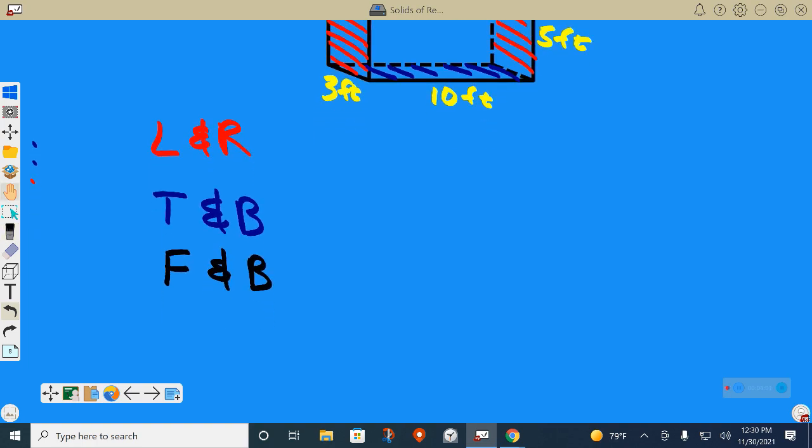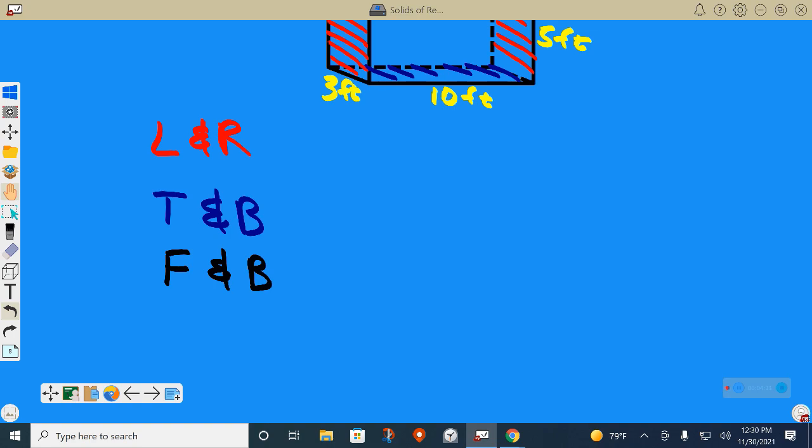Left and right, top and bottom, front and back. That's a total of 6 faces. We're going to find the area of all of them and add them up, and there's your surface area. That's all it is. That's all surface area means. The area of all the faces that make up the shape. Let's rock and roll.